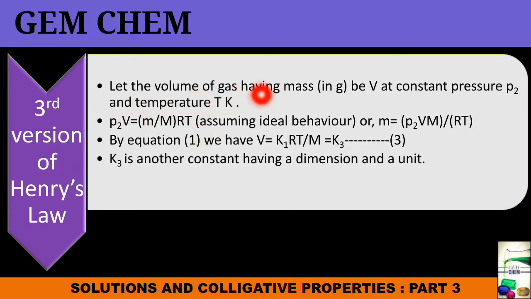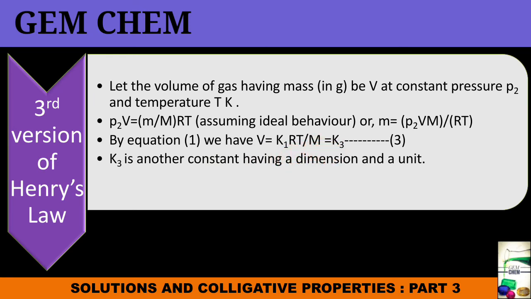Now the third version is about volume. Let the volume of the gas having mass m in gram be V at constant pressure P2 and temperature T Kelvin. So from ideal gas behavior we can write P2V equals the mole number, that is small m by capital M, where capital M is the molar mass of the gas, times RT.